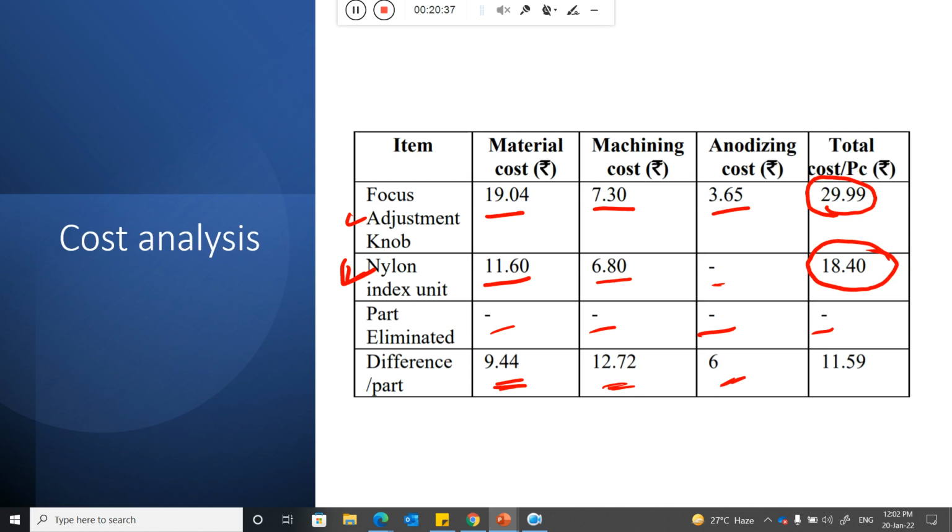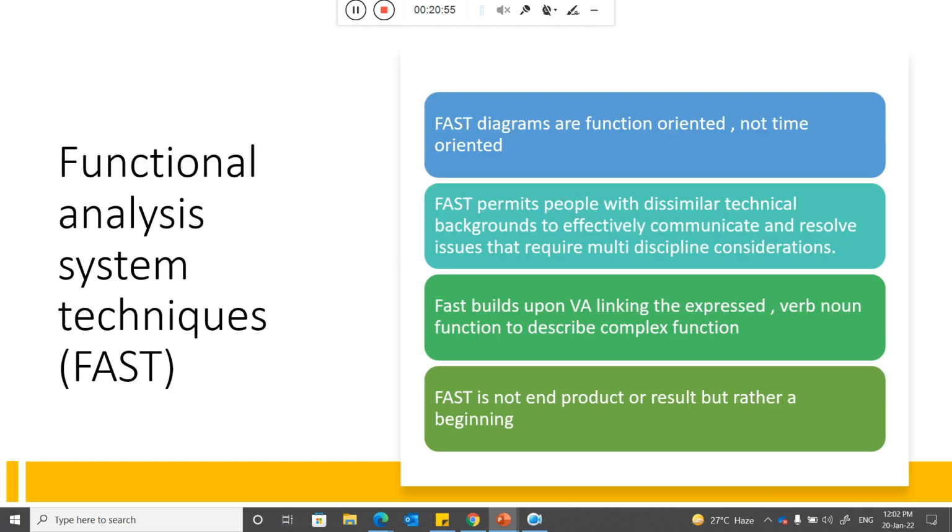Okay, so this is the cost analysis. You need to do the cost analysis, and it shows that you are able to reduce the cost. And again, what is the value? Value means the function and the cost. So if we are able to reduce this cost, then the value will be increased, right?